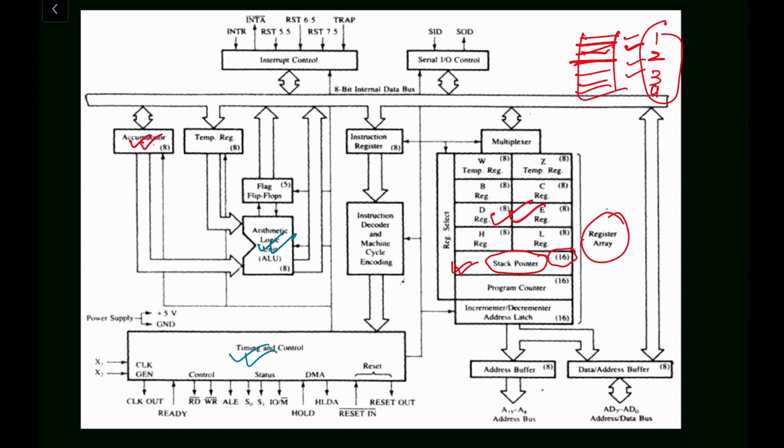Now we have the program counter. This is also a 16-bit register. What is the function of this program counter? It is a 16-bit register. It can hold the address of some memory. In the case of this 8085 microprocessor, we have a 16-bit address bus, A15 to A0, so we have 16 bits in the address line. So this is a 16-bit special purpose register.